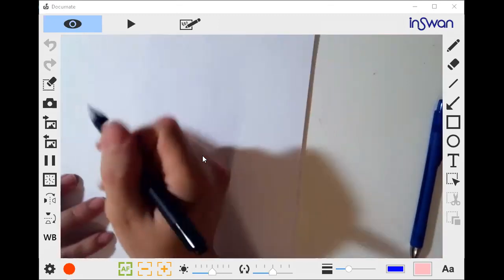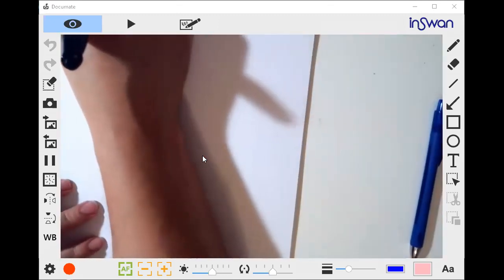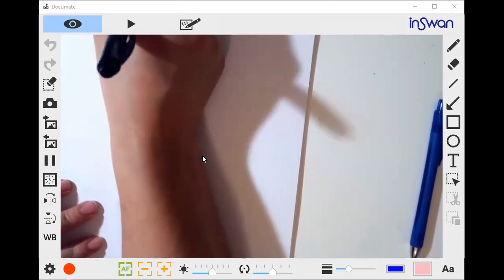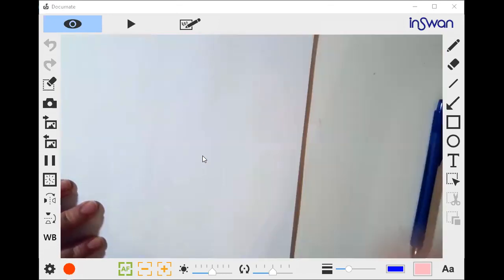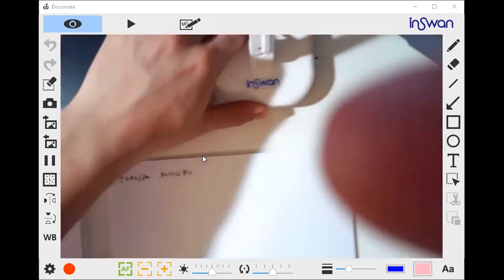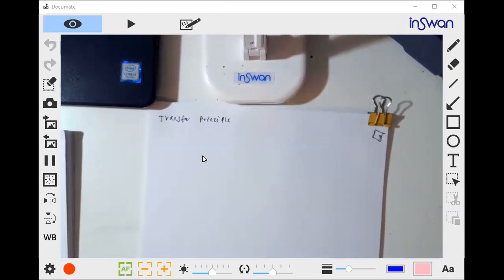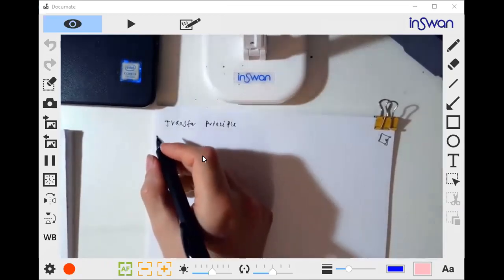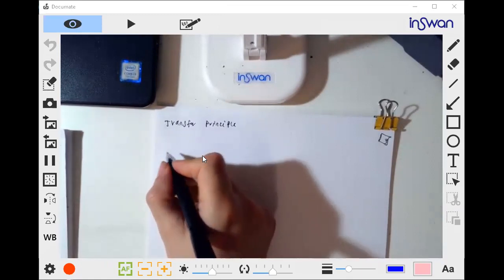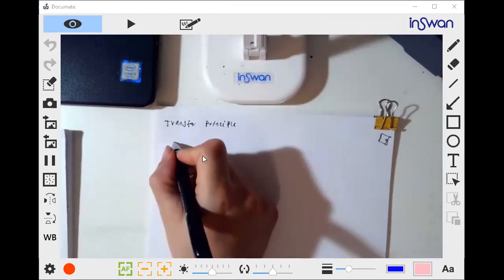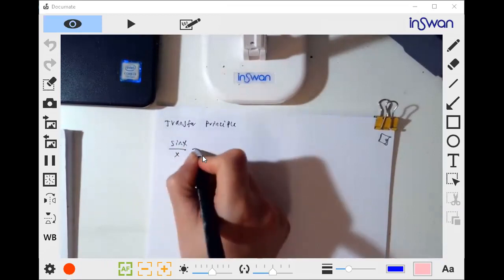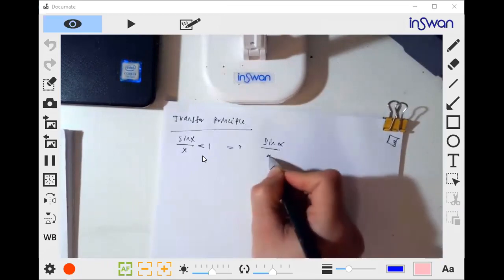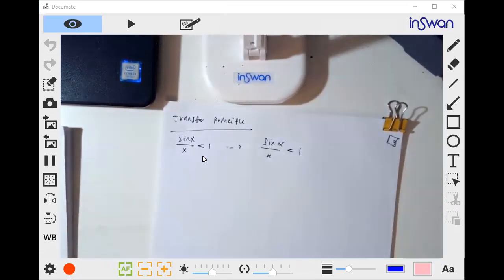Okay. So now let's talk about the transfer principle. Again, let's discuss the transfer principle. In application to sine of x over x is less than 1, the transfer principle states that that implies sine of alpha over alpha should be less than 1. Okay.